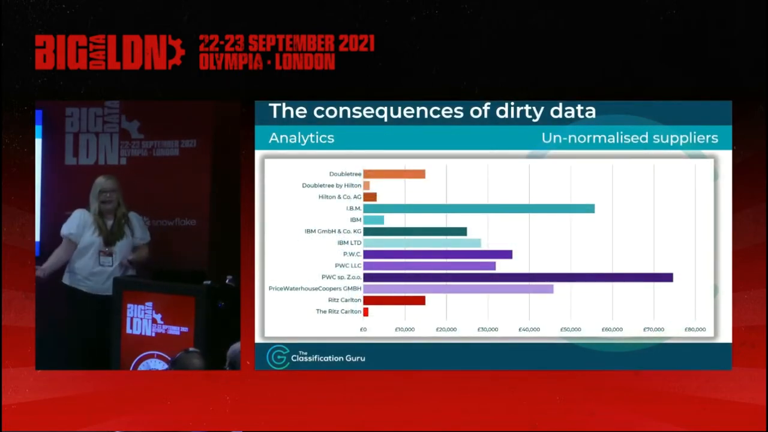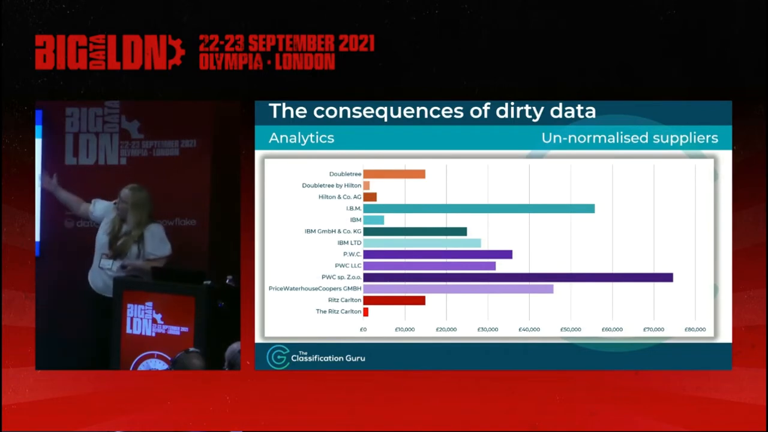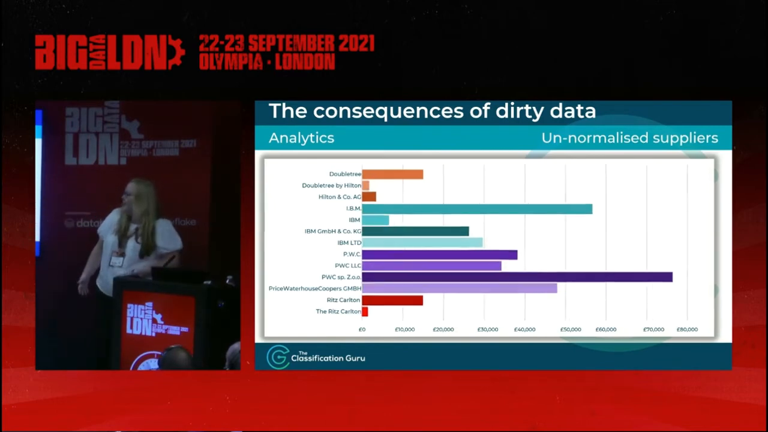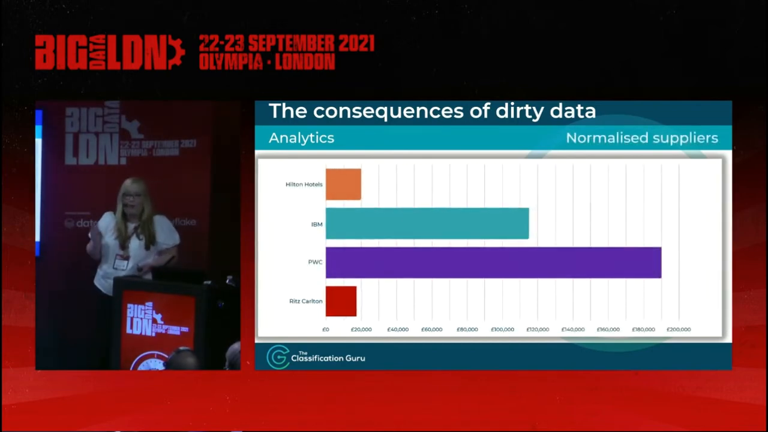And it also affects analytics too. So this is a list of unnormalized suppliers here. We know we've got the usual suspects, Hilton, IBM, PwC. When these are normalized, actually guess what? We've only got 4 suppliers, and that value with PwC has significantly grown.